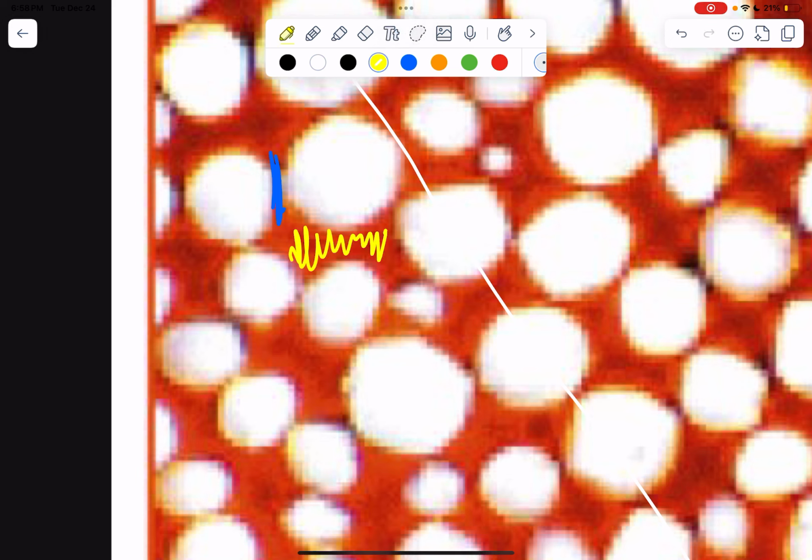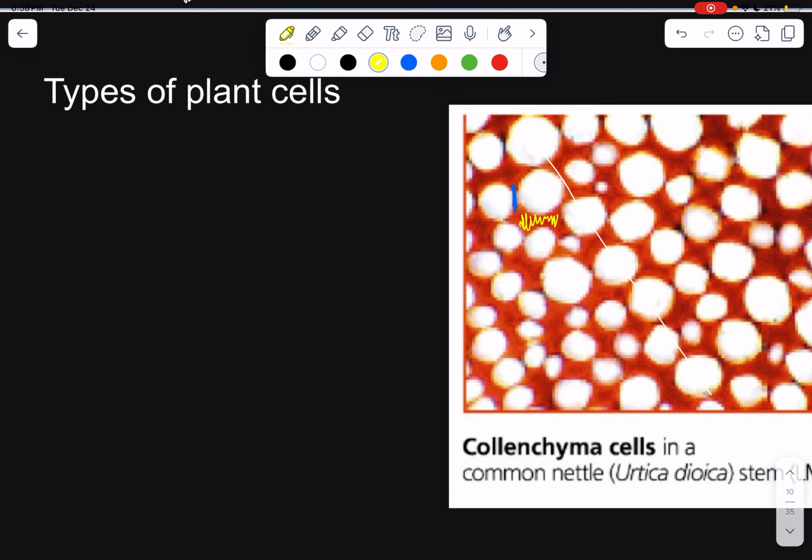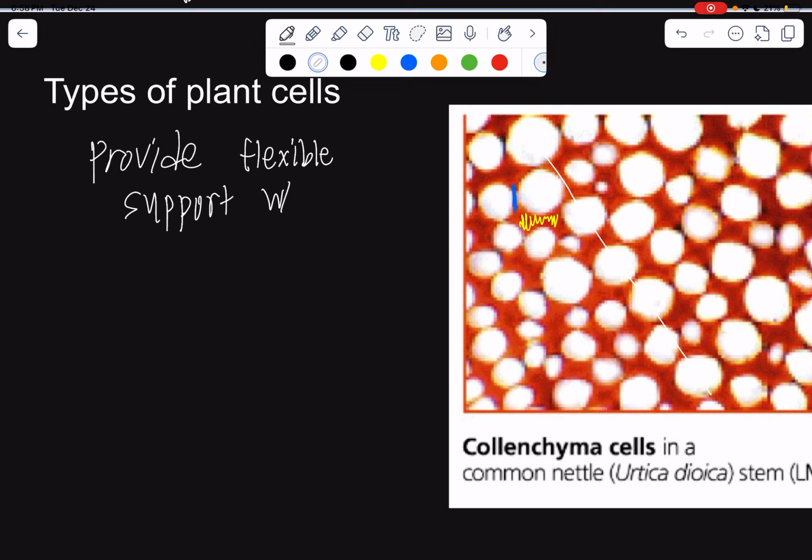And young stems and petioles often have strands of collenchyma cells just below their epidermis. Remember we said epidermis is the dermal tissue in the three vascular tissues. Collenchyma cells provide flexible support without growth restraint. So let's write that. And finally, at maturity, these cells are living and flexible, unlike sclerenchyma cells, which we discuss next.